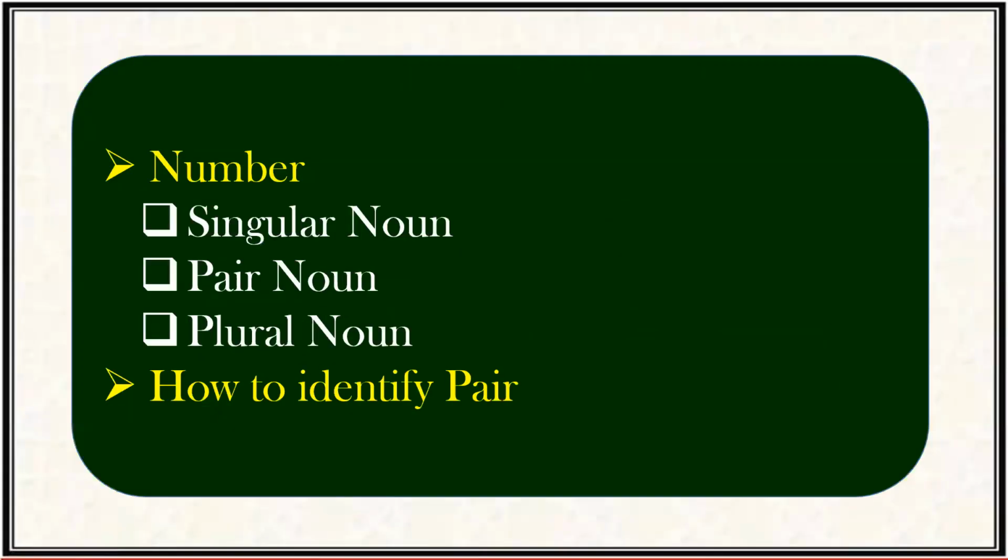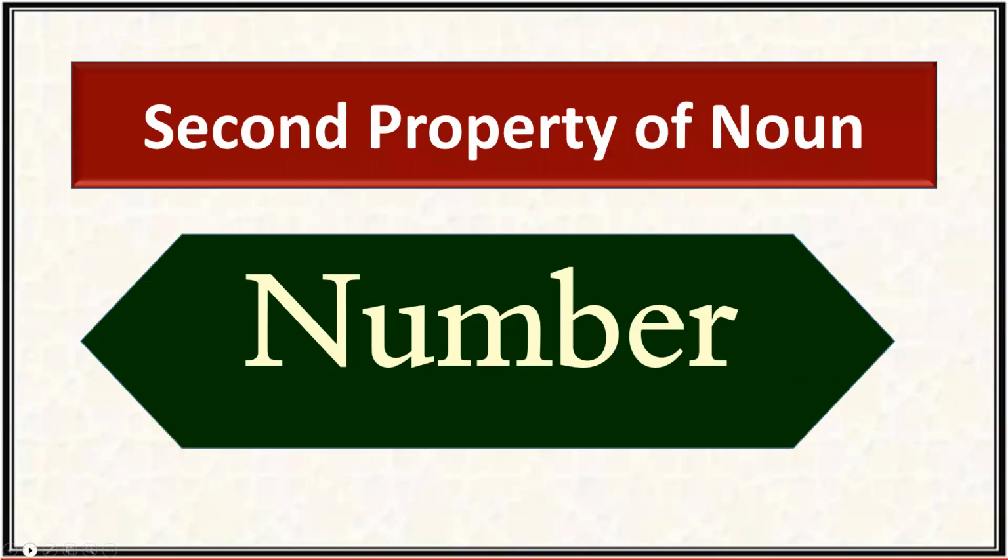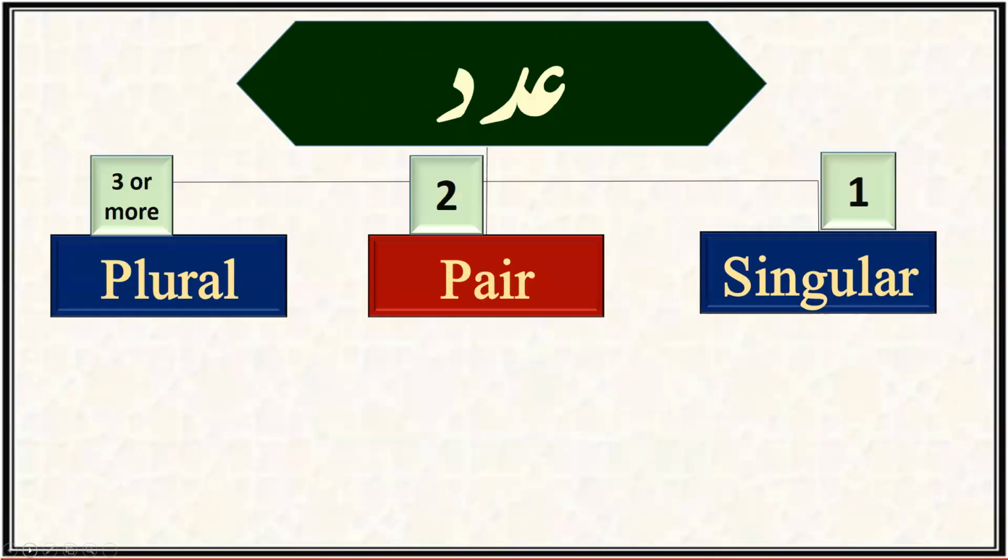In today's class, we are going to learn the second property of a noun, that is number. So number can be divided into three types: a singular number, singular means one, a plural three or more, and a new figure would come in Arabic only, it's a pair, that is two. So in normal languages like in Urdu or English, we have only singular and plural nouns, wahid and jama, whereas in Arabic we have three types of nouns: singular nouns, pair nouns, and plural nouns.